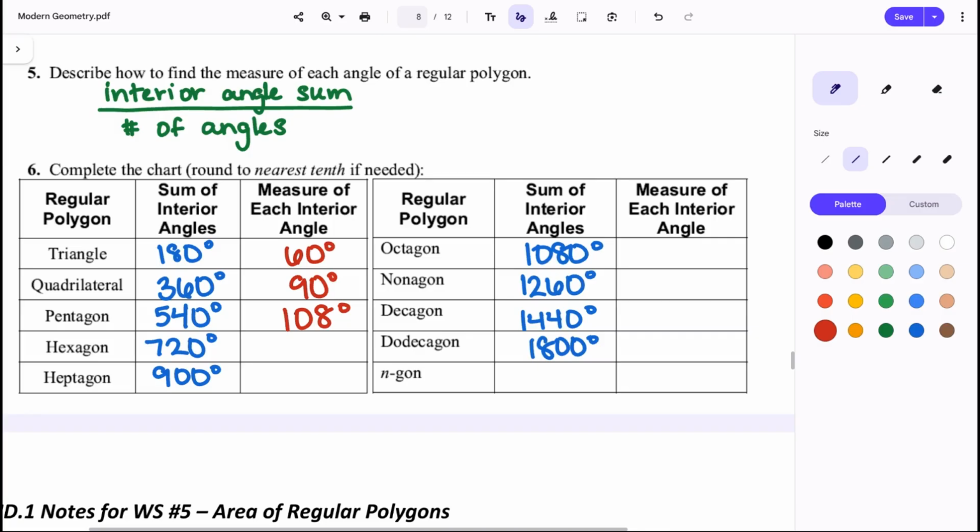Okay, now we're going to keep filling these in. So what would be my next one? 120. Next one. 128.5. Sometimes they're not going to come out nicely because you can't always divide the sum evenly, so I'm going to round it. Okay, next one. 135. Next. 140. Next one. Good.